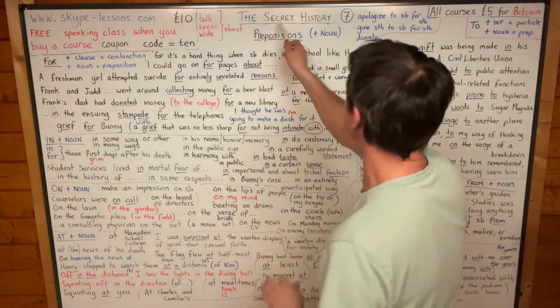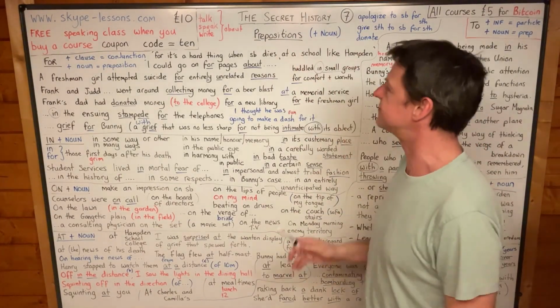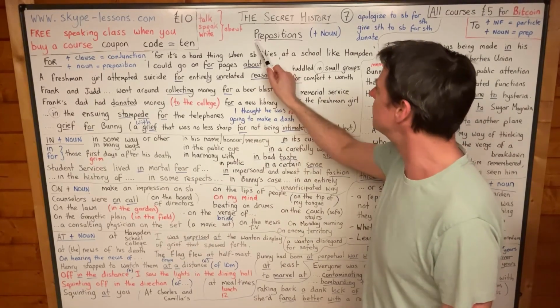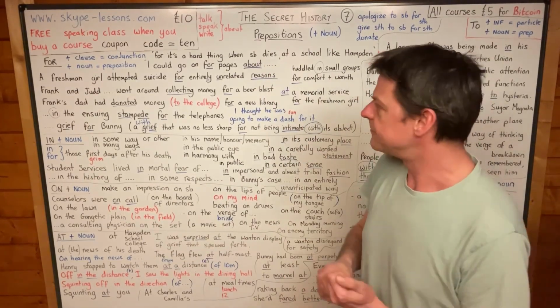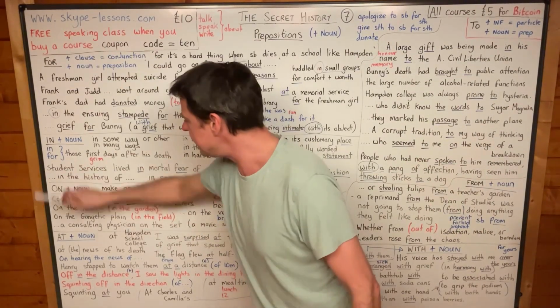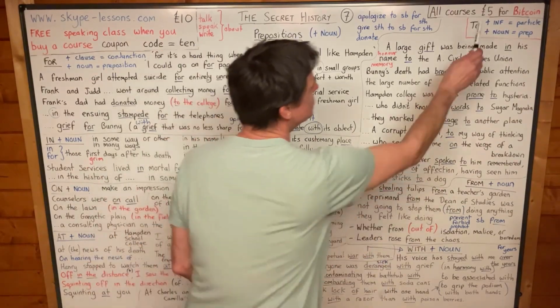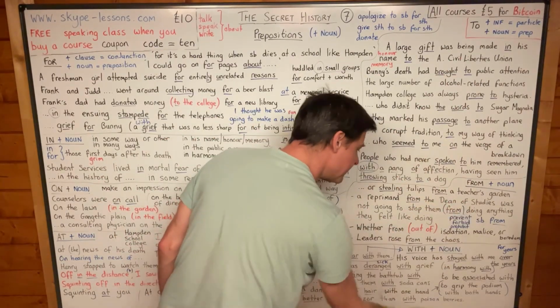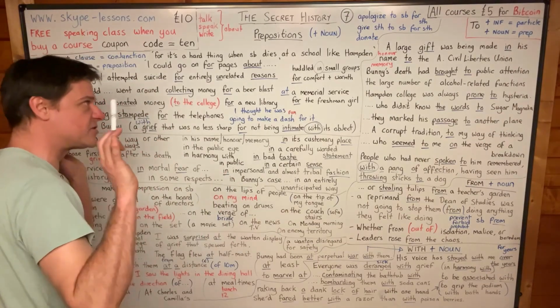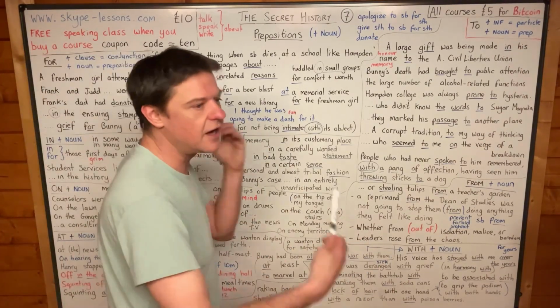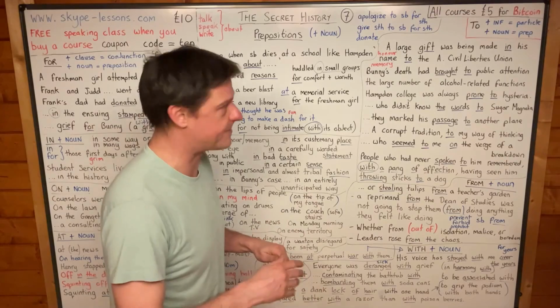Okay, we're still doing the secret history, but we have moved on to chapter 7, and today we're going to focus on prepositions. Now, we're going to look at the prepositions for, in, on, at, to, with, and from. Okay, they're the prepositions we're doing today, and in future, perhaps we will do some other prepositions.